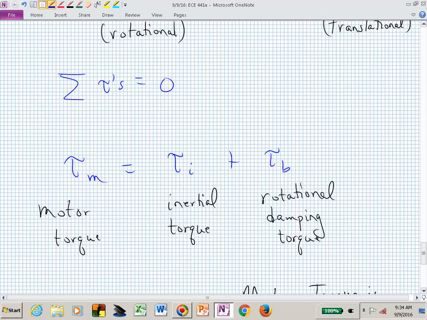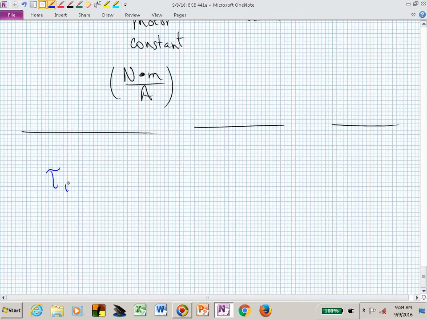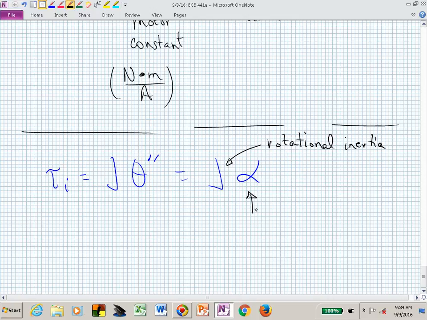The rotational inertia of that load times angular acceleration. So tau sub I, to describe that, is J times theta double prime, or J alpha, where this J, now we're getting into some physics, is our rotational inertia. Hopefully you remember that from some physics class, maybe. And this is the angular acceleration, which is just the second derivative of the motor shaft.